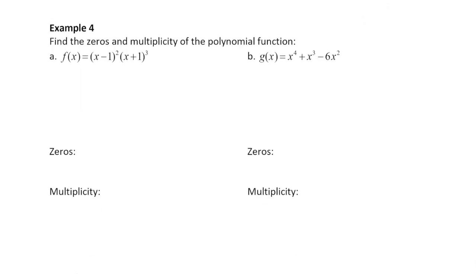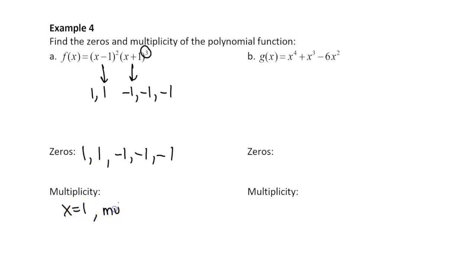Okay, example 4. Find the zeros and multiplicity of the polynomial function. Right here we would have x minus 1, x minus 1. So we have zeros 1 and 1. And here we would have zeros -1, -1, -1. That's happening 3 times. So if you want to list the zeros, you could write them out like that. Or you could say x equals 1 with a multiplicity of 2. And here you could say x equals -1 with a multiplicity of 3. It's a different way of doing that.